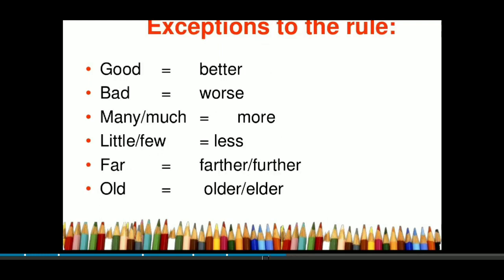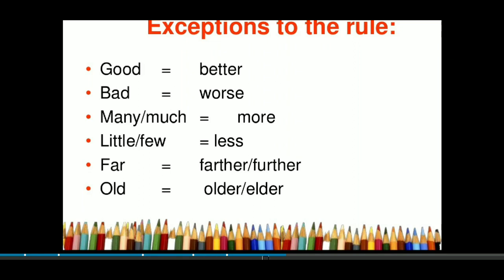Okay, exceptions. There are exceptions. Good: the comparative degree of good is better. We should always know the exceptions. Every language has some exceptions, and that is what we have to learn. Bad: it is not badder, it is worse. Good, better.